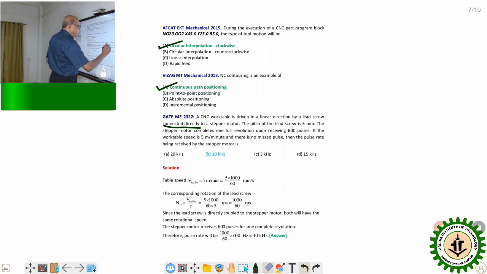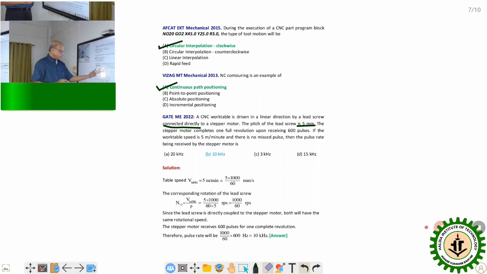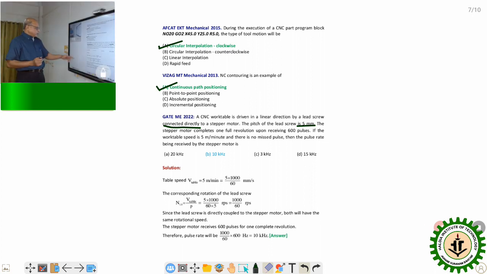The pitch of the lead screw is given as 5 mm. The stepper motor completes one full revolution upon receiving 600 pulses. If the work table speed is 5 meter per minute and there is no missed pulse, then we have to find the pulse rate being received by the stepper motor, expressed in kilohertz. From the table speed, we can easily calculate the corresponding revolution of the lead screw. And since the lead screw is directly connected to the motor without any gear in between, the motor will also have the same rotation as the lead screw.